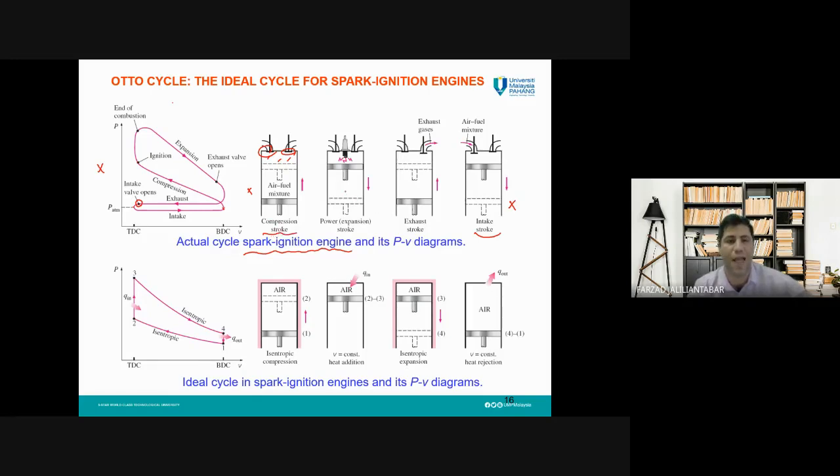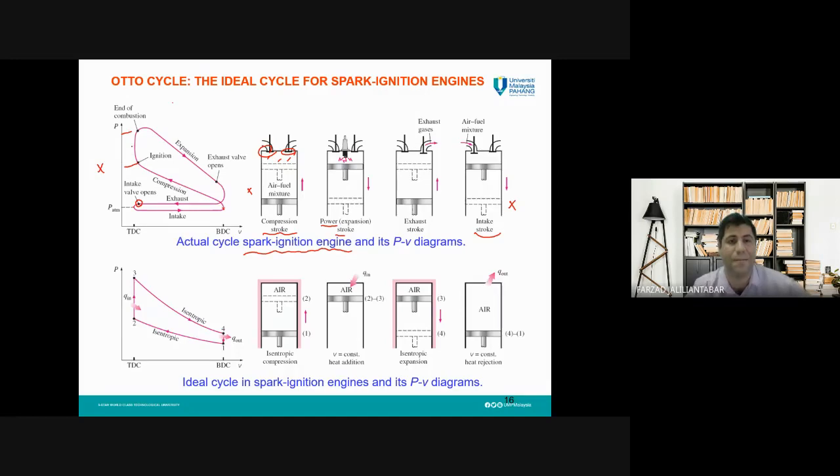After that, we will have this process, the stroke, which is power expansion. Actually, before the piston reaches its top dead center, due to ignition, the combustion reaction starts, and it releases lots of energy, and this energy will increase the pressure inside the cylinder. So this is the combustion stroke, or power stroke.